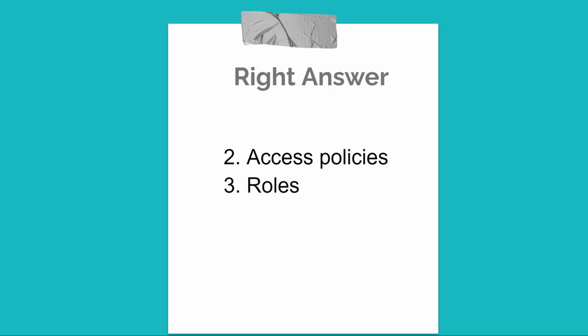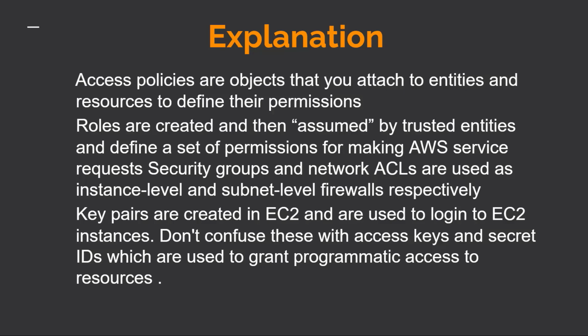3. Roles. Explanation. Access policies are objects that you attach to entities and resources to define their permissions. Roles are created and then assumed by trusted entities and define a set of permissions for making AWS service requests. Security groups and network ACLs are used as instance-level and subnet-level firewalls respectively. Key pairs are created in EC2 and are used to log in to EC2 instances. Don't confuse these with access keys and secret IDs, which are used to grant programmatic access to resources.